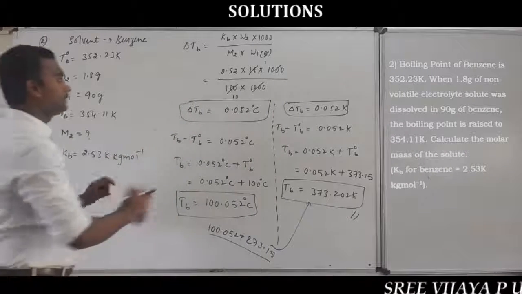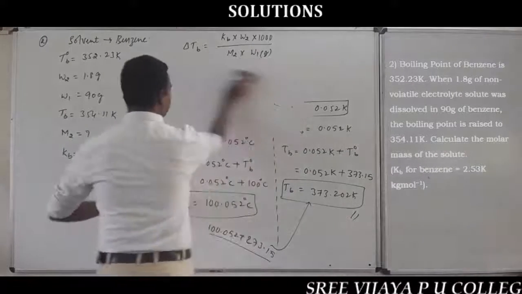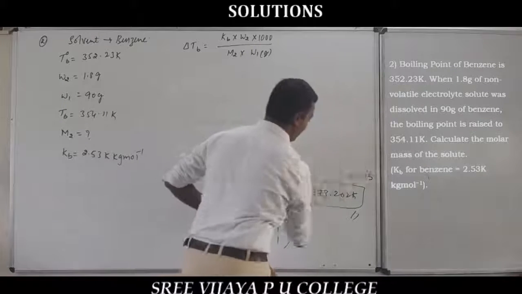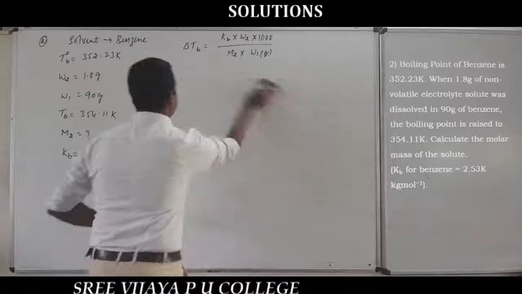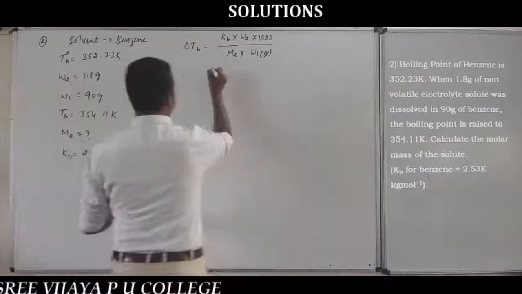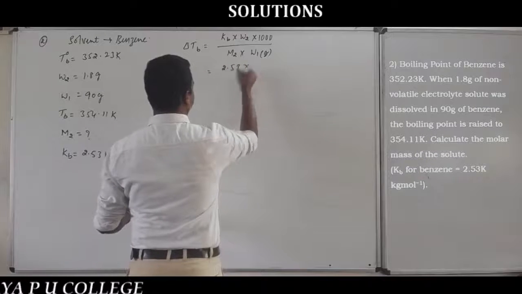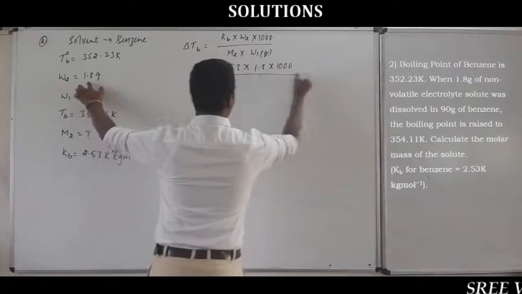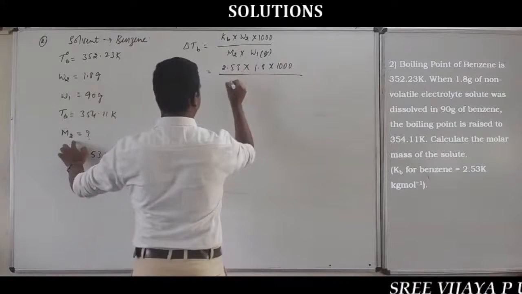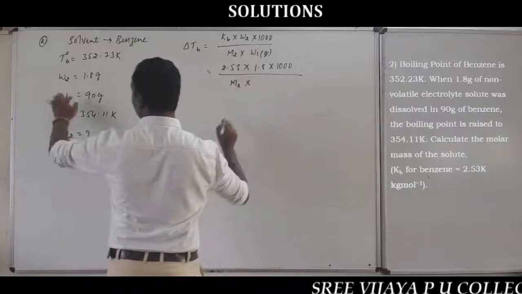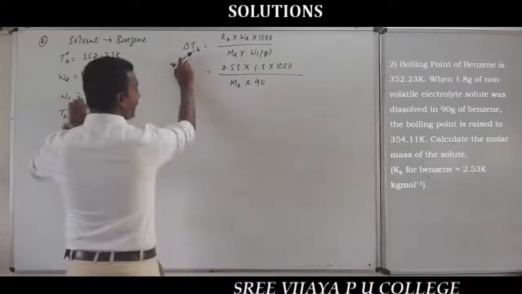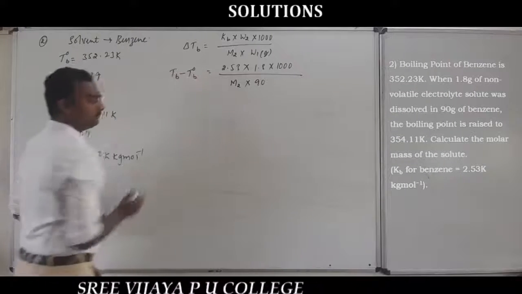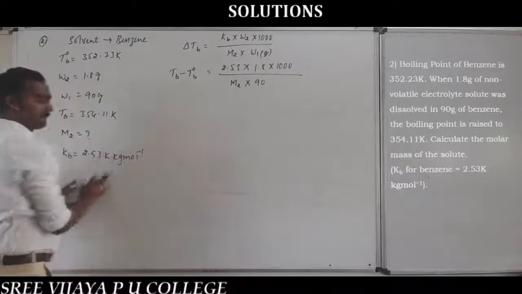So here there is a direct formula, delta TB is equal to Kb into W2 into 1000 divided by M2 into W1 in grams. All the data are already given. So what is Kb value? Kb is equal to 2.53 into W2 is 1.8 into 1000 whole divided by molar mass of solute, that we have to calculate, into W1 is 90 gram. Delta TB is nothing but TB minus T0. Calculate this on the calculator; in an assignment you can calculate it.